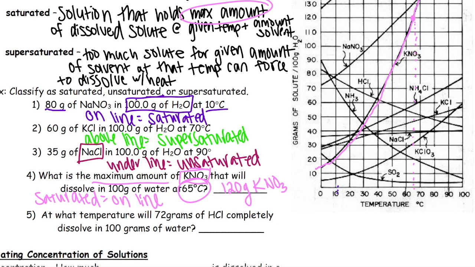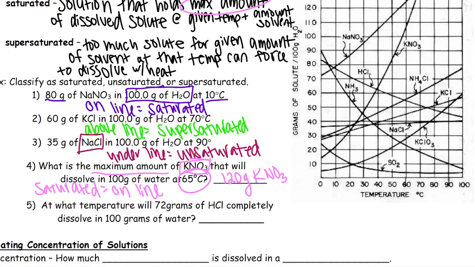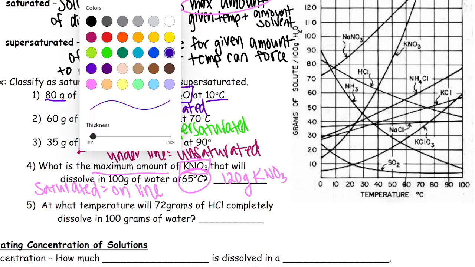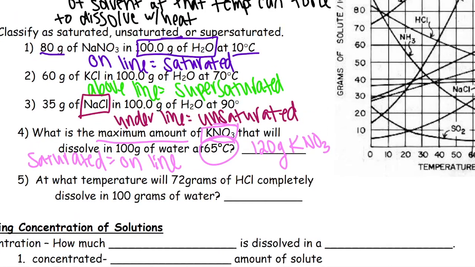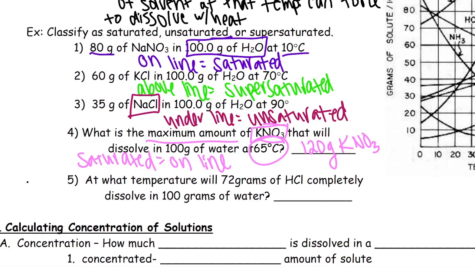And then number 5 says, at what temperature will 72 grams of hydrochloric acid, HCl, completely dissolve in 100 grams of water? So this question kind of requires a little bit extra just because of the way that it's worded. At what temperature will this much completely dissolve? What type or types of solution will completely dissolve the solute? Saturated. Anything else? Is the solute completely dissolved in a supersaturated solution? Oh, wait, no. But unsaturated, yes. So saturated and unsaturated.